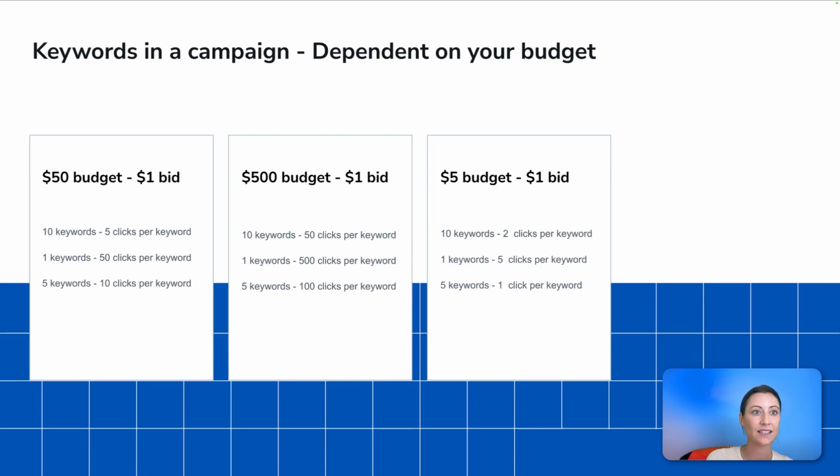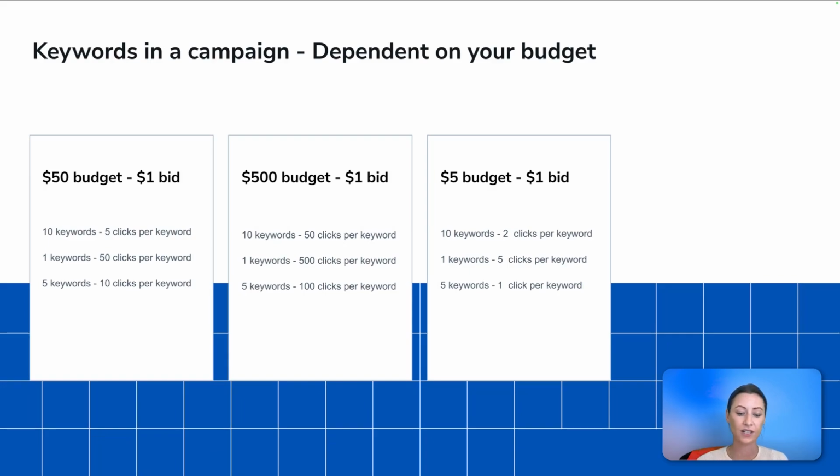On the flip side, let's say we only have a $5 a day budget. You're only going to get anywhere from 1 to 5 clicks if you have 1 to 10 keywords in a campaign. It's going to take a lot of time to collect data. As we talked about in other modules, it really depends on your bid, how much you can afford, and the traffic. And we kind of discussed, like, let's say you're at a trade show.